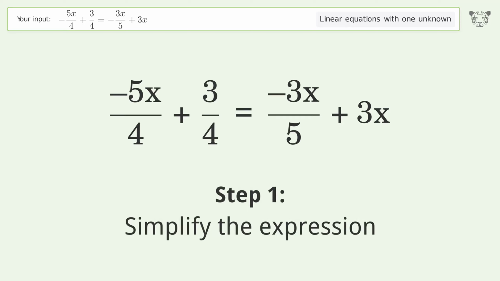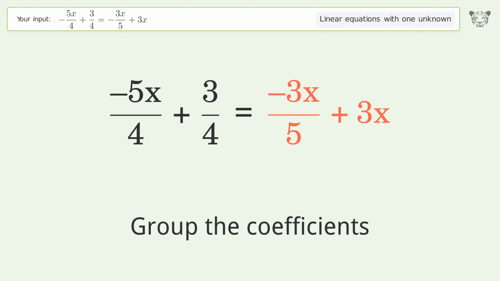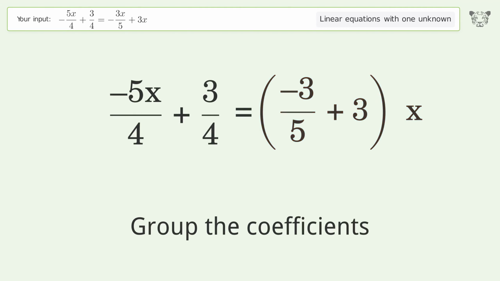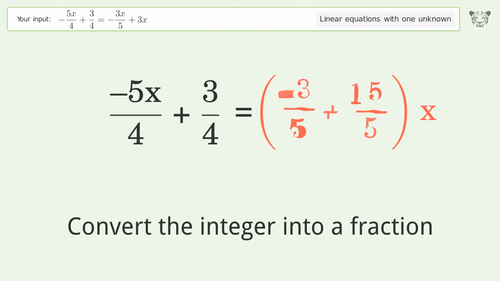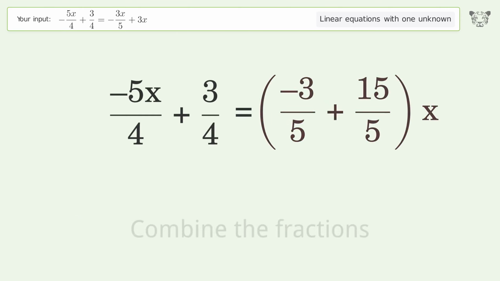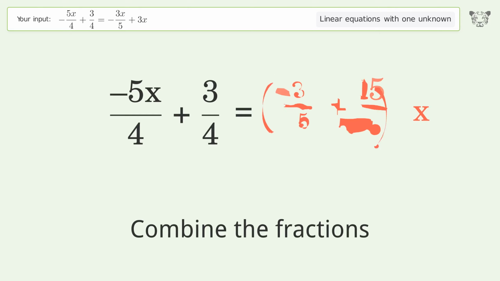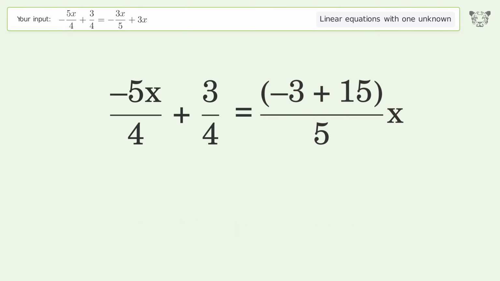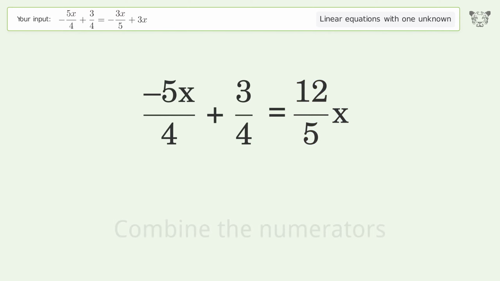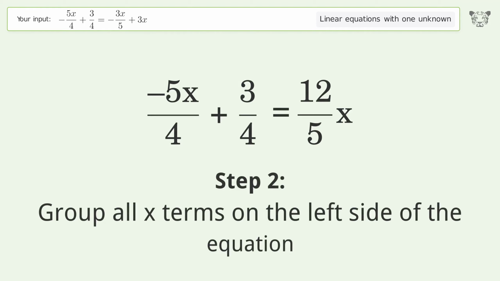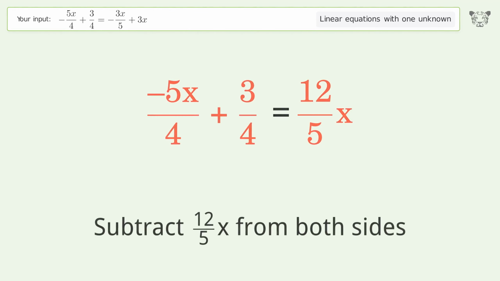Simplify the expression. Group the coefficients. Convert the integer into a fraction. Combine the fractions. Combine the numerators. Group all x terms on the left side of the equation. Subtract 12/5x from both sides.